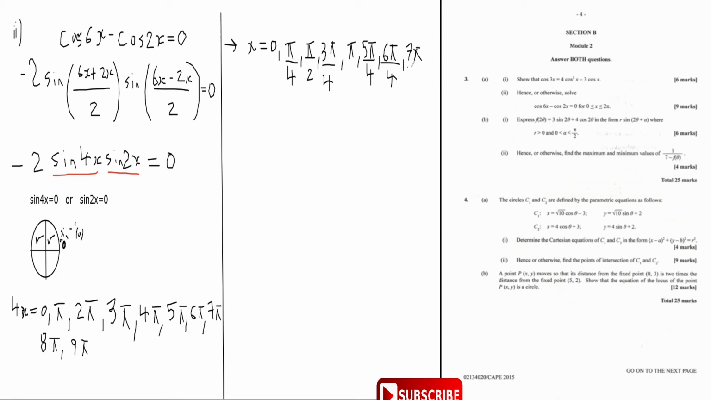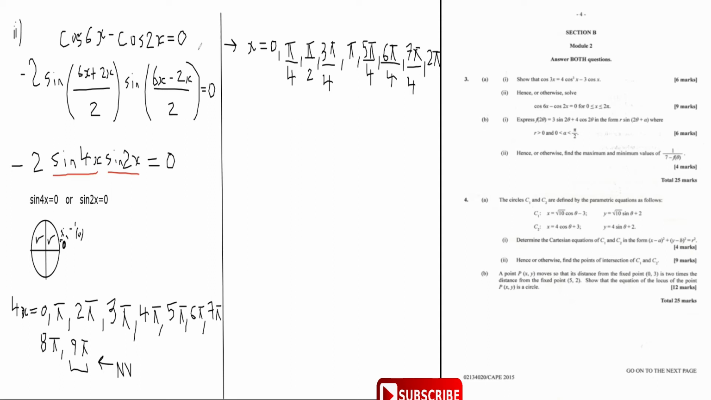And after 7 pi by 4, you're going to have 8 pi by 4, which is 2 pi. But we can stop right here. Why can we stop right here? Because 9 pi by 4 is bigger than 2 pi, so that one is not valid. So those are all the values of x we get from this solution.